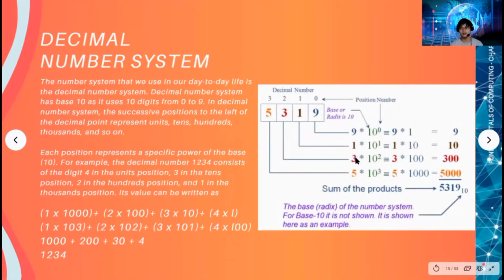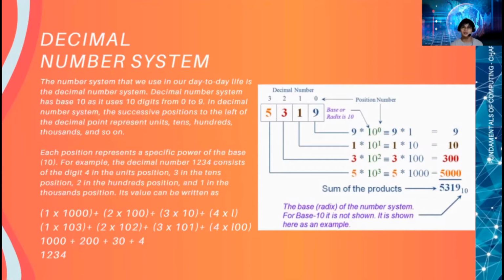First is the decimal number system. Deci means 10. The number system that we use in our day-to-day life is the decimal number system. The decimal number system has a base of 10 as it uses 10 digits from 0 to 9. Again, 0 to 9. When you count, you start with 0 as 1, then when you reach 9, that is 10. So that's 10 digits from 0 to 9, including 0.